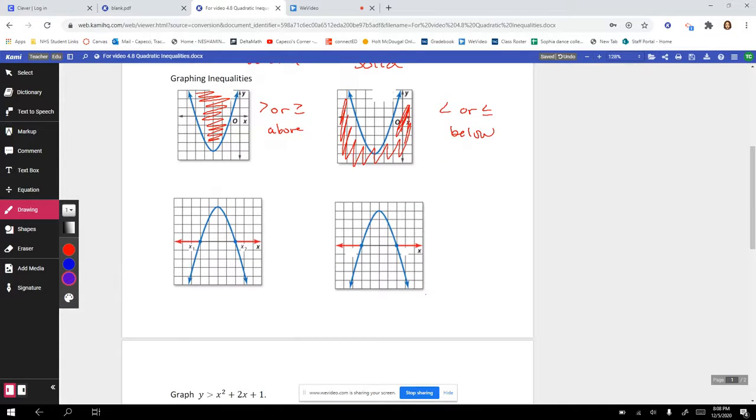Now, same idea if our parabola opens down. If it's greater than or equal to, we are still shading above. So that's going to happen right there. And if we have less than or equal to, we're shading below.